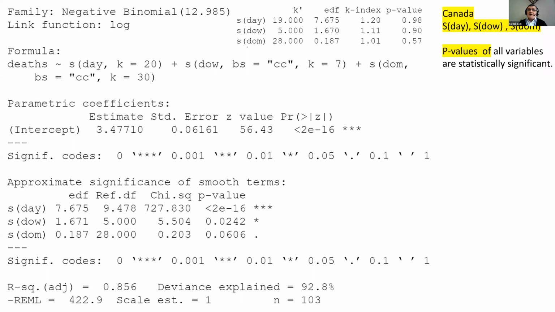Also, I tried S day, day of week, and day of month. And in the day of month model we also have 3 star significance for the intercept, 3 star for day, 1 star, which is 0.05, and the dot, which is 0.1 statistically significant. And again, this is 85% adjusted R squared.